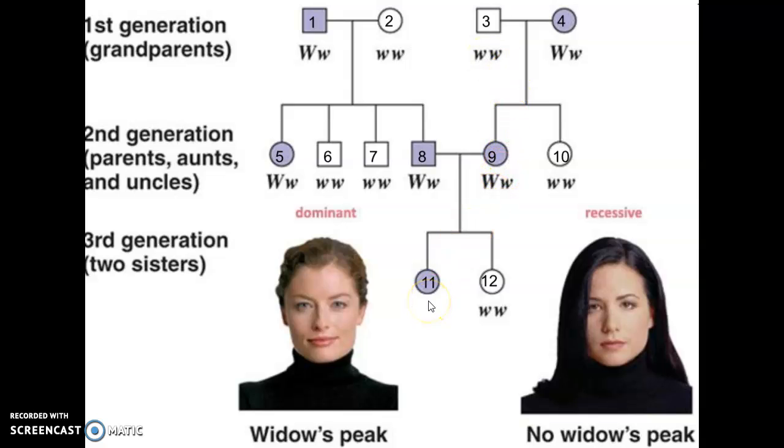Number 11 is probably the most interesting person on here in terms of genotype because her parents are both heterozygotes. So we know she has at least one big W, but did it come from dad, or did it come from mom, or did it come from both? We're not sure. So we have to say that she is either big W, big W, or big W, little w. Without additional information, we can't tell. So we have to say big W question mark. We're not sure what that second allele is.